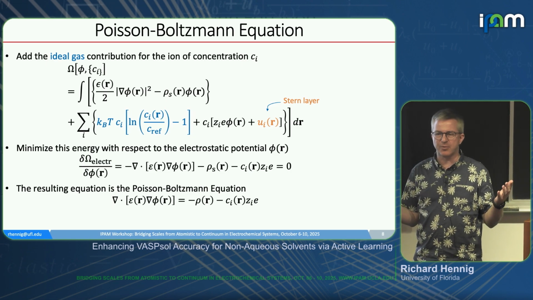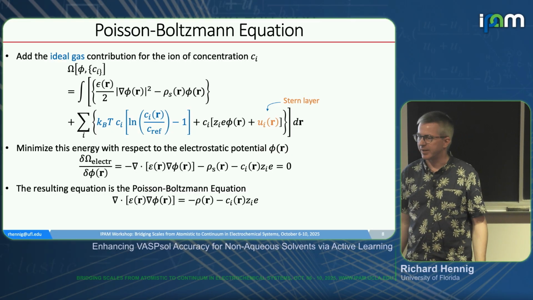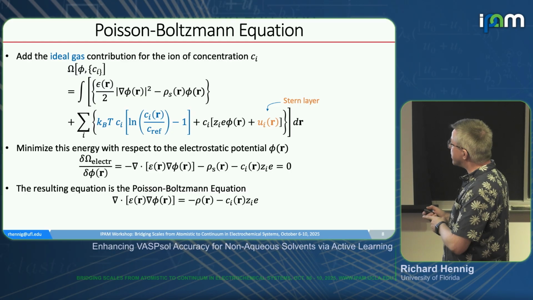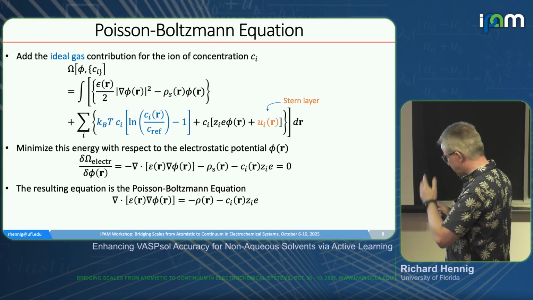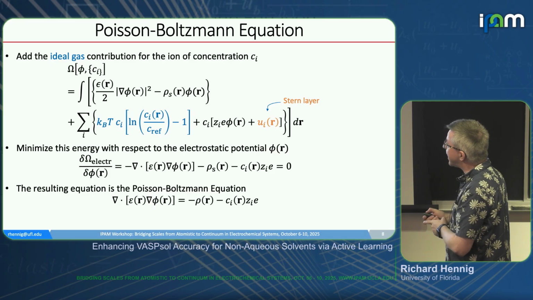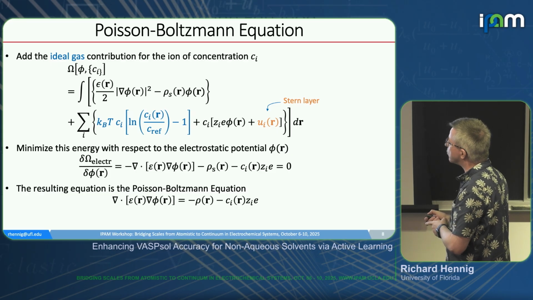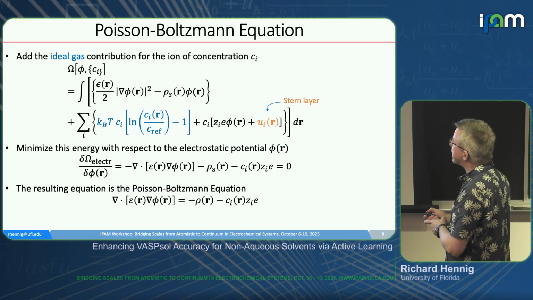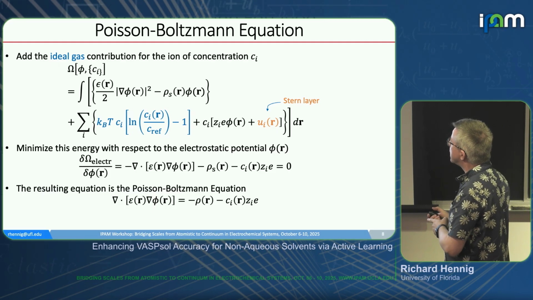What's the simplest assumption in thermodynamics? It's called ideal gas, right? Ideal solution model, ideal gas, all the same thing. So I think whoever wrote this equation out first decided that we're going to just take the ideal gas entropy contribution, log of the concentration of the ions at position R divided by some reference concentration, and add it to our electrostatic term here.